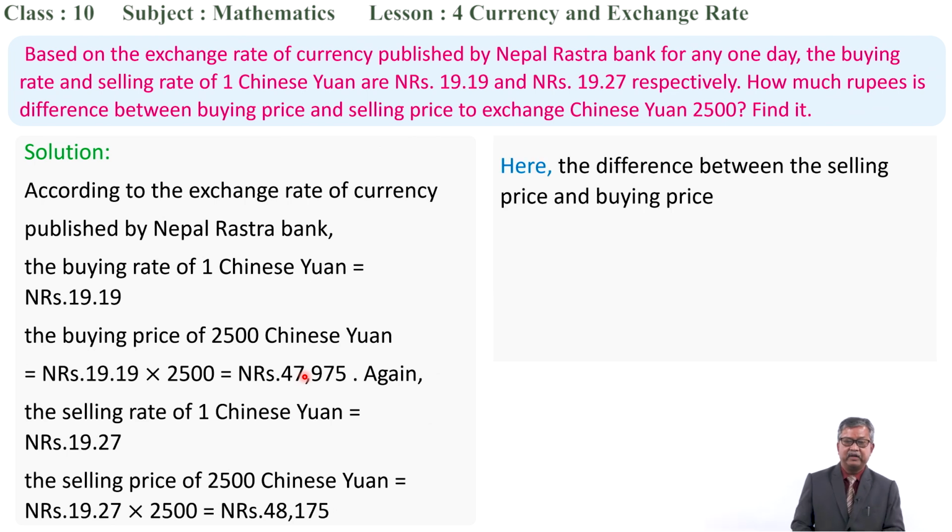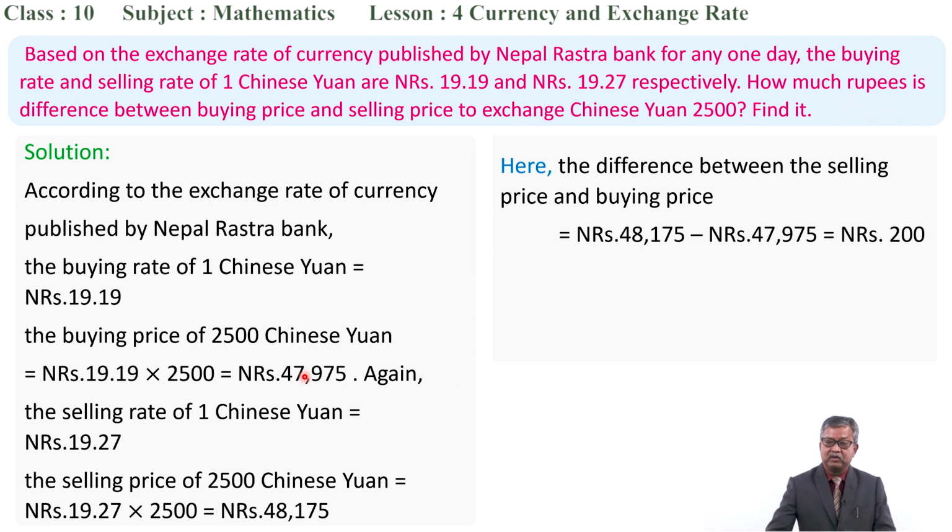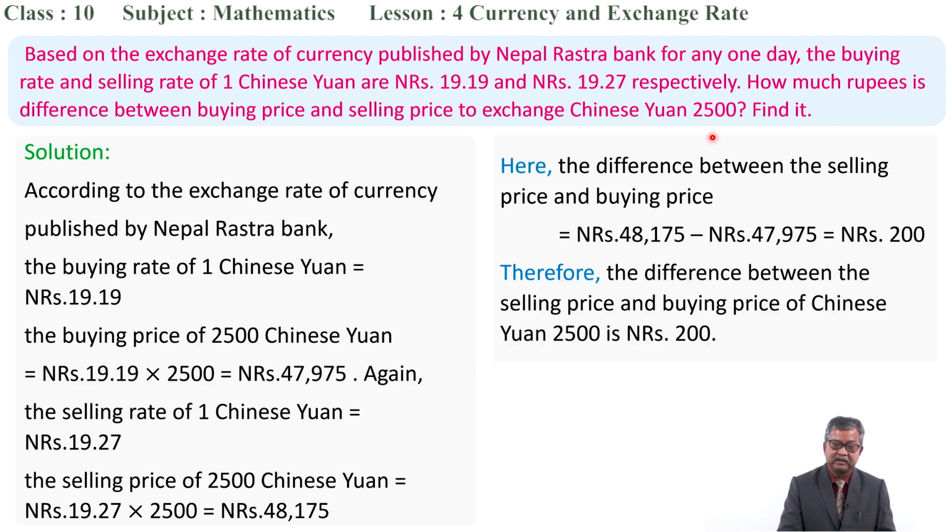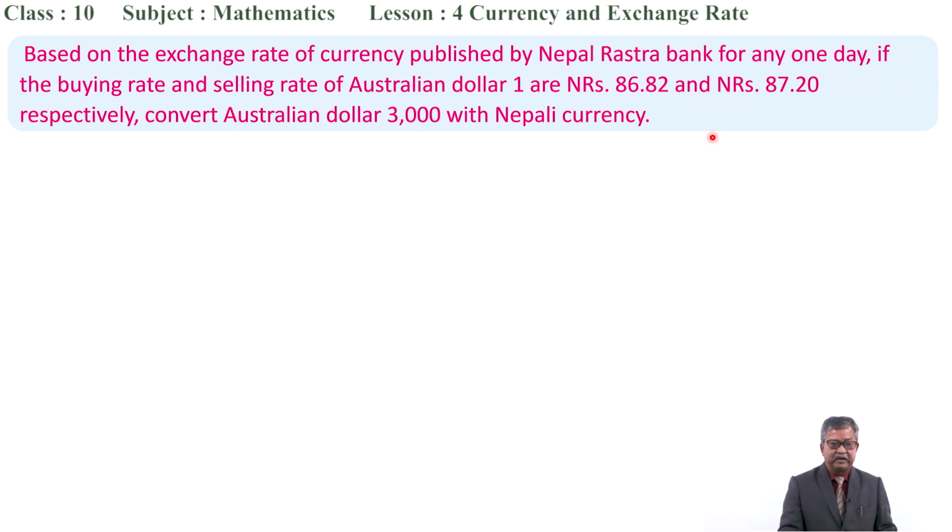Okay. Then here the difference between the selling price and buying price is equal to rupees 48,175, this is selling price, and rupees 47,975, this is the buying price. So subtract, we got the rupees 200. So 200 is the difference between the selling price and buying price, while we have to exchange the 2500 Chinese yuan according to the exchange rate. Okay. Now let's discuss another example.